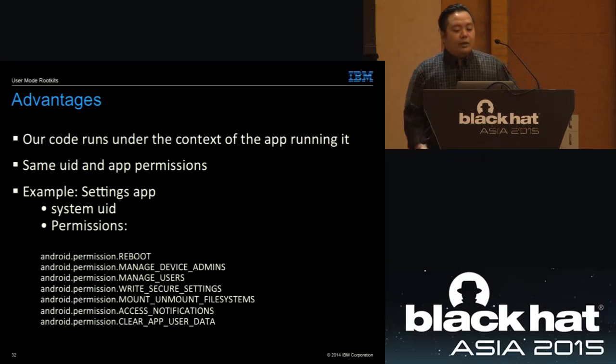Also, in this technique, our code runs under the context of the app running it. So it will have the same UID and app permissions automatically. For example, if our code is running under the Settings app, your code will have a system UID, and you can obtain permissions that you wouldn't normally be able to obtain if you're running as a regular app, such as the ability to reboot, write secure settings, unmount file systems, or clear an application's user data.